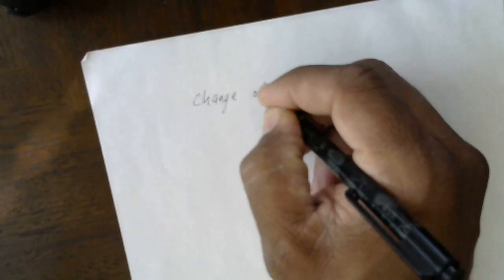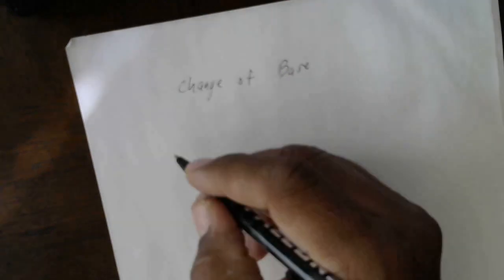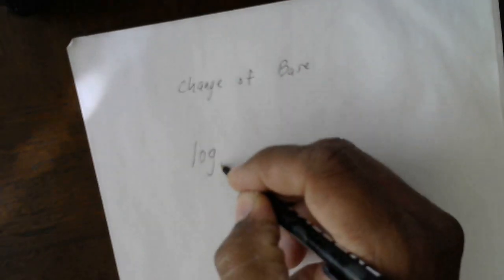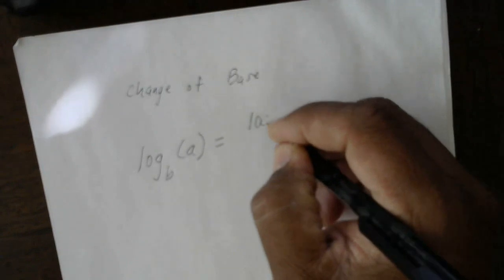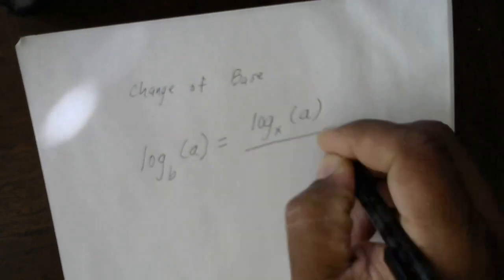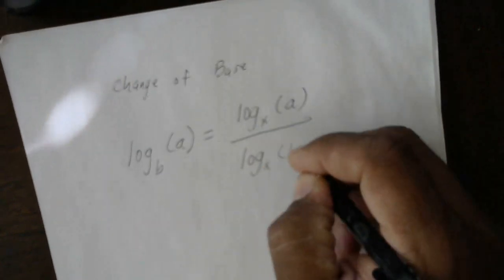All right, so here was our change of base formula. It was log base b of a, that's equal to the log base x of a divided by the log base x of b.